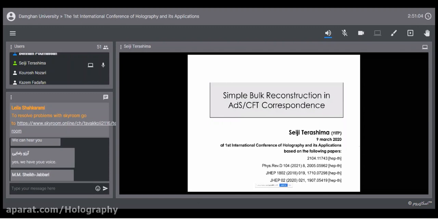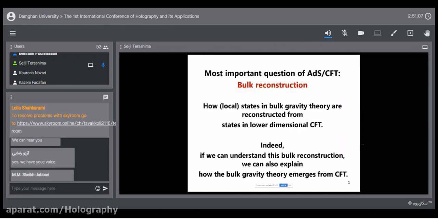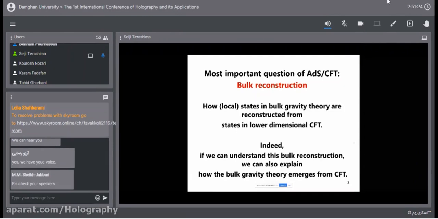First, bulk reconstruction in the CFT is very important. Actually, bulk reconstruction means how AdS/CFT works. So it's the heart of AdS/CFT. Especially if we can understand this bulk reconstruction, we can also explain how the bulk gravity theory emerges from CFT. So bulk reconstruction means how to reconstruct the bulk state or operator from the CFT.